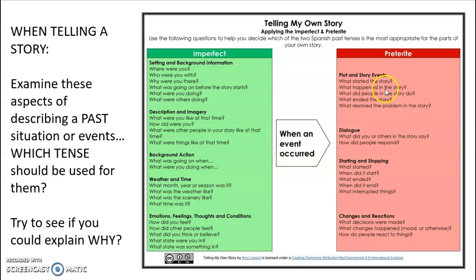What started the story? What happened in the story? What did people in the story do? Specific, discrete, individual actions, that kind of stuff. And hopefully this is making sense to you at this point. I hope so. If not, please feel free to message me with questions.